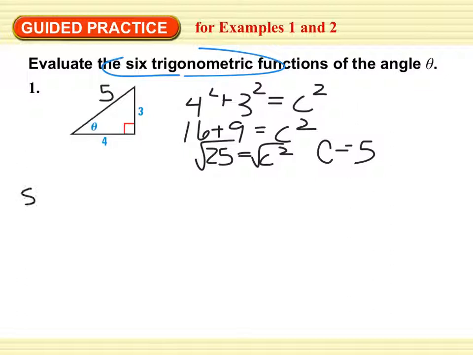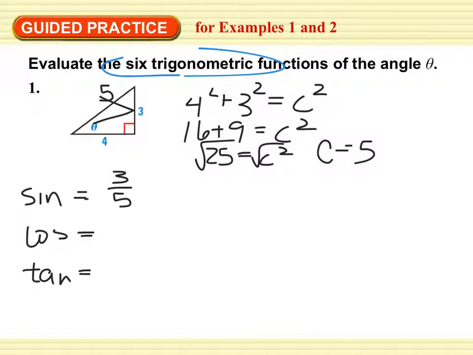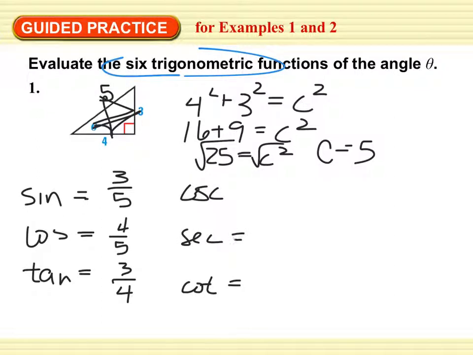Now remember, we do the first basic ones: sine, cosine, tangent. Sine equals opposite over hypotenuse. Cosine equals adjacent over hypotenuse. Tangent equals opposite over adjacent. And then we have the reciprocals: 5/3, 5/4, and 4/3. No decimals, just fractions. Because these are ratios, we like to keep them in fractions.